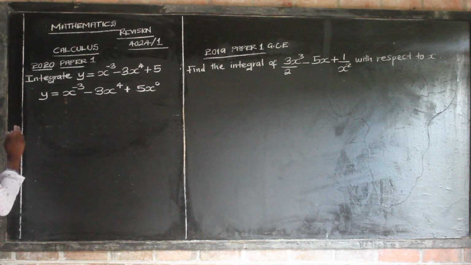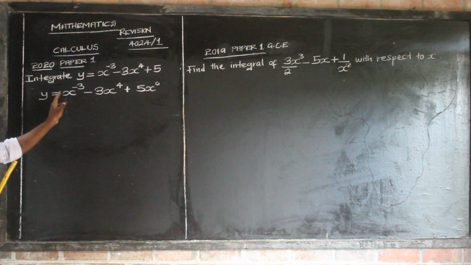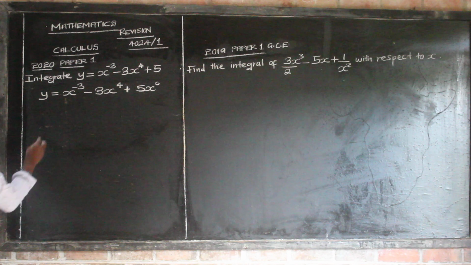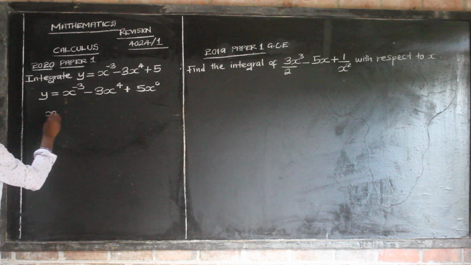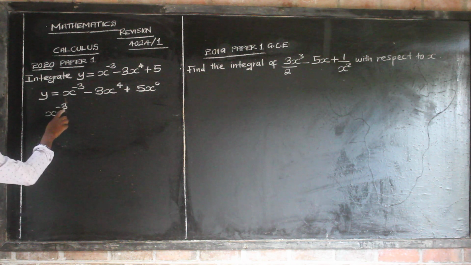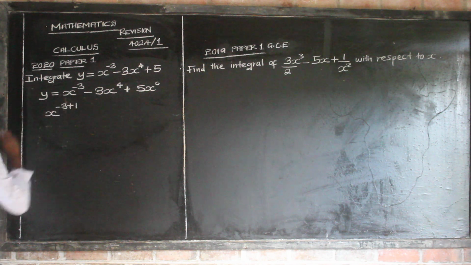Remember what I said, when you're integrating, what you do first is this power is supposed to increase by 1. Then the coefficient, in this case which is 1, you divide the coefficient by the new power. You do the same for these other terms. So the first term is x to the power negative 3. I'm saying this power, you increase by adding 1. So it's a plus 1.